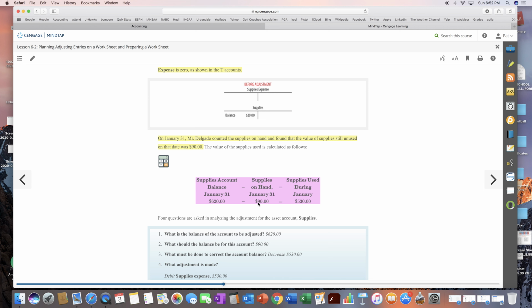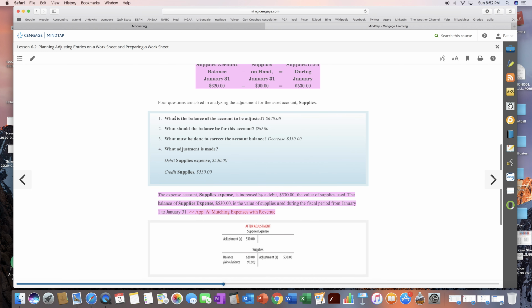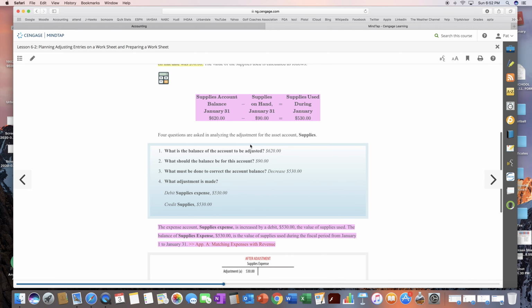So we have to adjust the supplies. We can't say we have $620, we actually have $90. So we subtract the two and we find out we used $530 worth of supplies. They give you a 4-question step. What is the balance? What should the balance be? What should be done? So if the balance was $620, but it is $90, what should be done? We need to lower or decrease supplies by $530 because of the $620, we used $530.